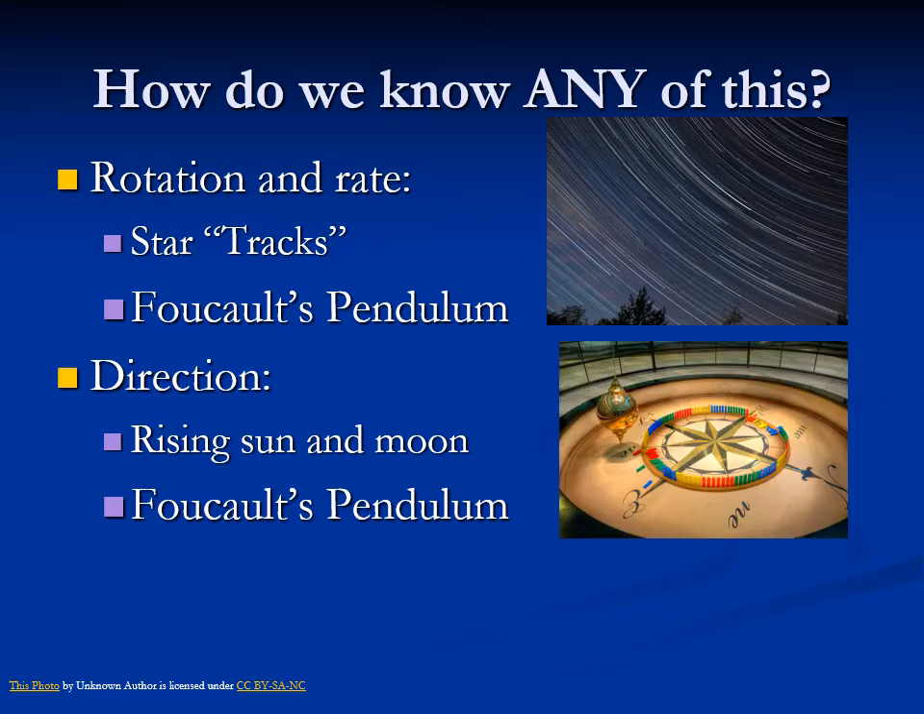So here we have an example of Foucault's pendulum. And if you know what a pendulum is, you just swing it. You pull it back and you let it swing. A pendulum swings back and forth. That's it. Back and forth.